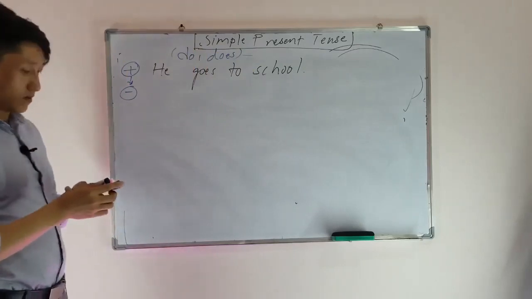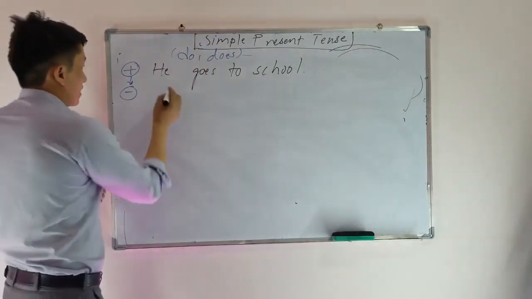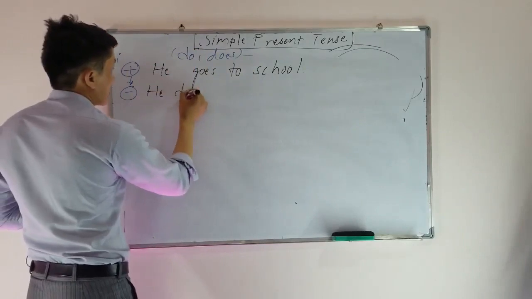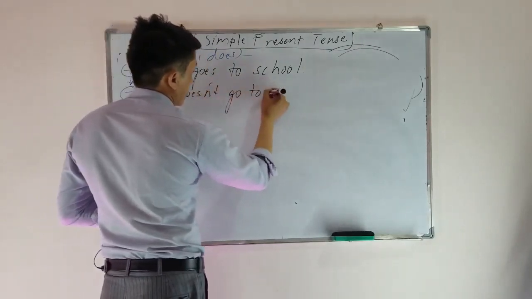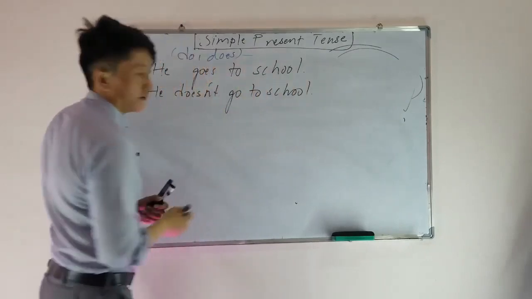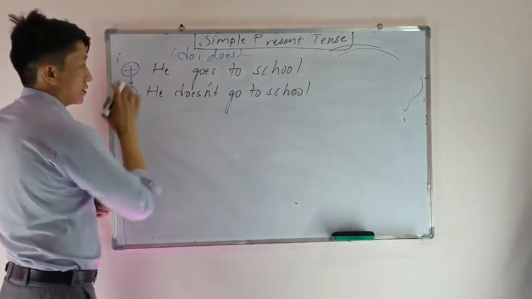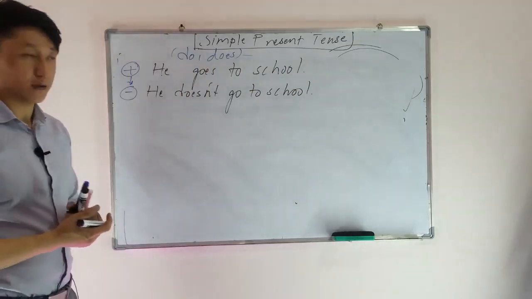For example, he goes to school. How can I change it to negative? I have to say he, and we use does. He doesn't or does not go to school. So it's very important that when we use does, the verb does not take s or es.